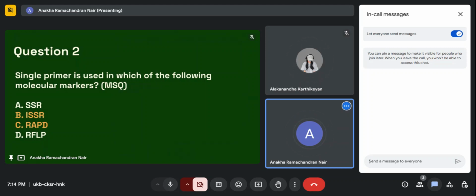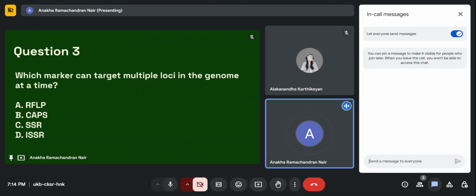All right, sure. So let's move on to question number three. Question number three is, which marker can target multiple loci in the genome at a time? RFLP, CAPS, SSR, and ISSR.